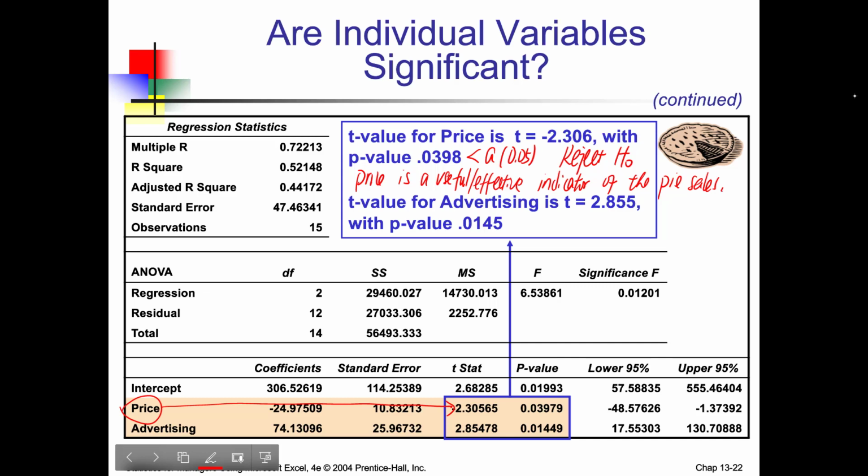We also examine the second variable, advertising spending. If you look at the t-score here, it is 2.85478, and the corresponding probability here is 0.01449. And again, that's much smaller than alpha. So you can also say that there's a linear relationship between the advertising spending and the pie sales with 95% confidence. So indeed, there is a linear relationship.